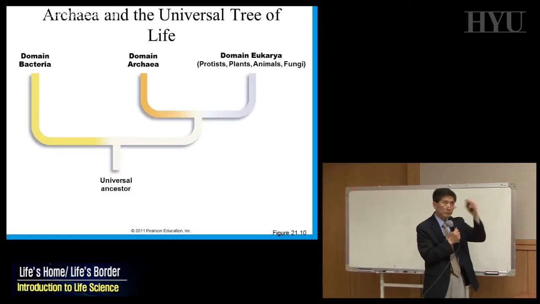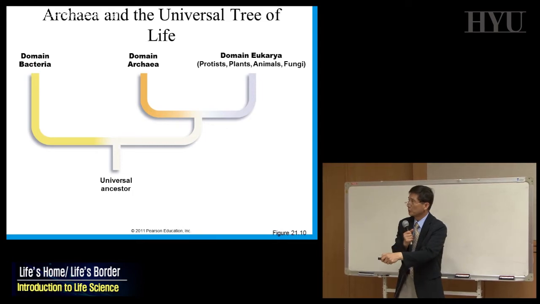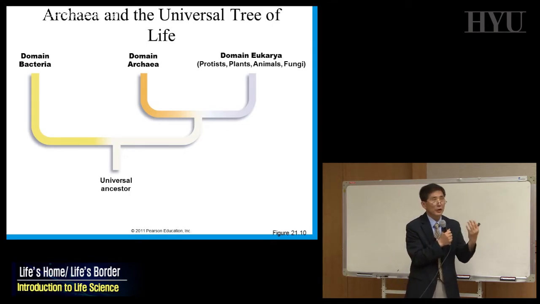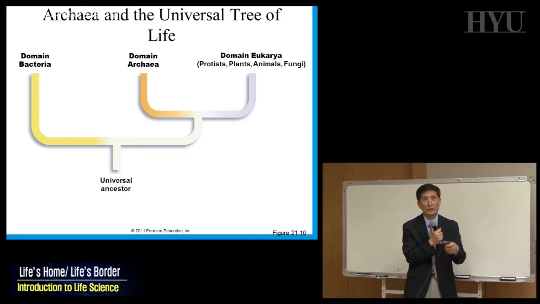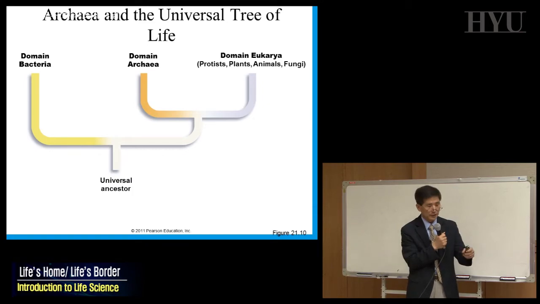All right, so to summarize the whole thing, you start with prokaryotes. There are 2 groups, bacteria and archaea. The rest of it we call eukaryotes. There are 4 groups: animal, plant, fungi, protist.